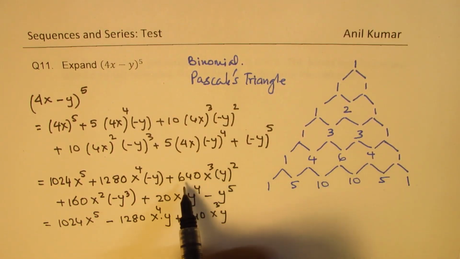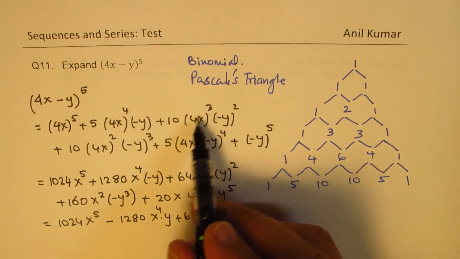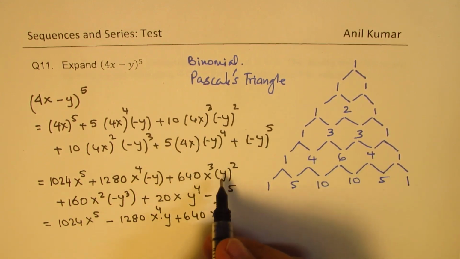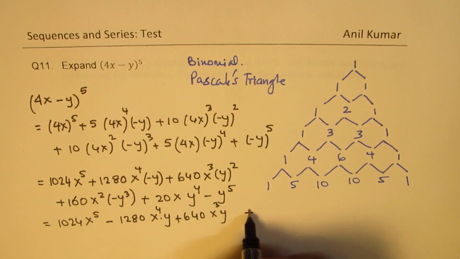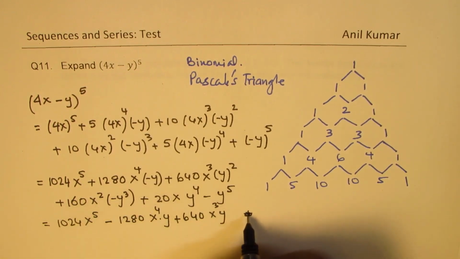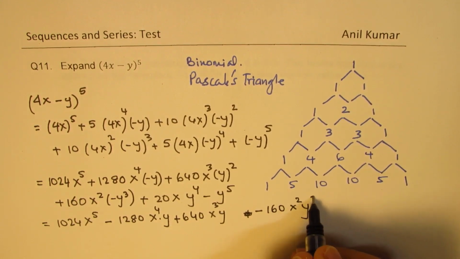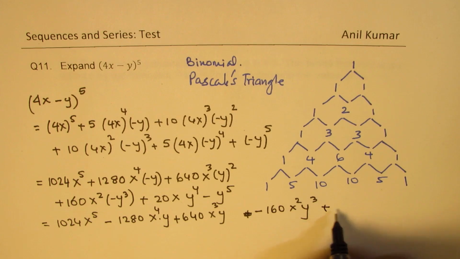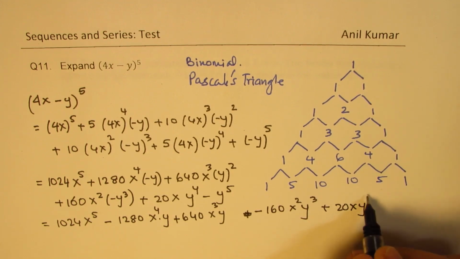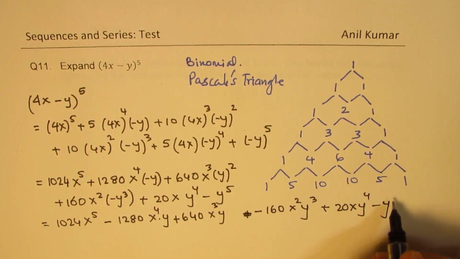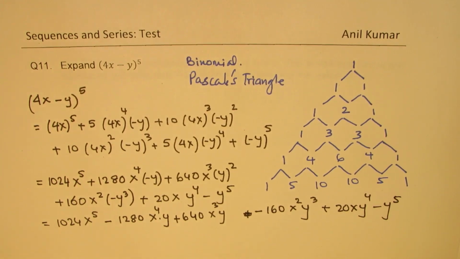right? So let me check if I did this right. We have 4x cube, right? And then we have a square, so we'll write plus, or rather minus, because this minus will be minus 160 x square y cube, that will be plus 20 x y to the power of 4 minus y to the power of 5. Okay? So when you expand, this is what you will get.